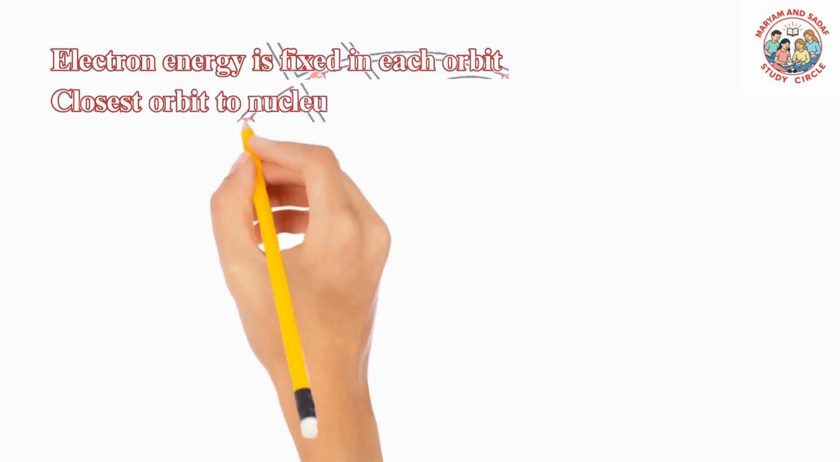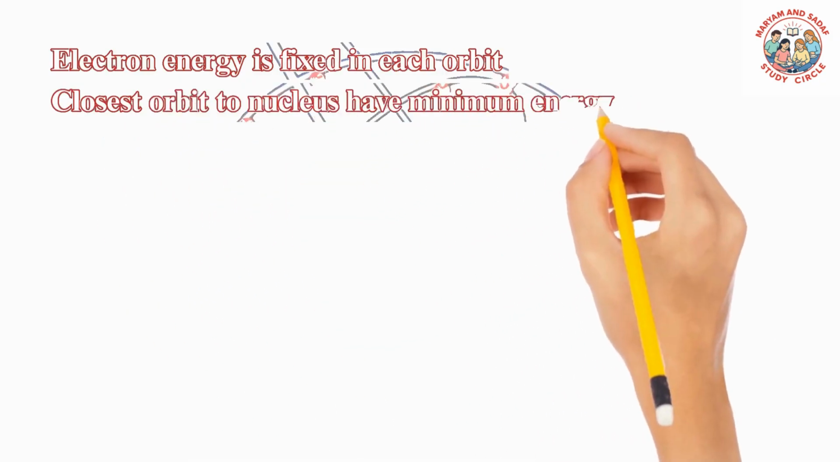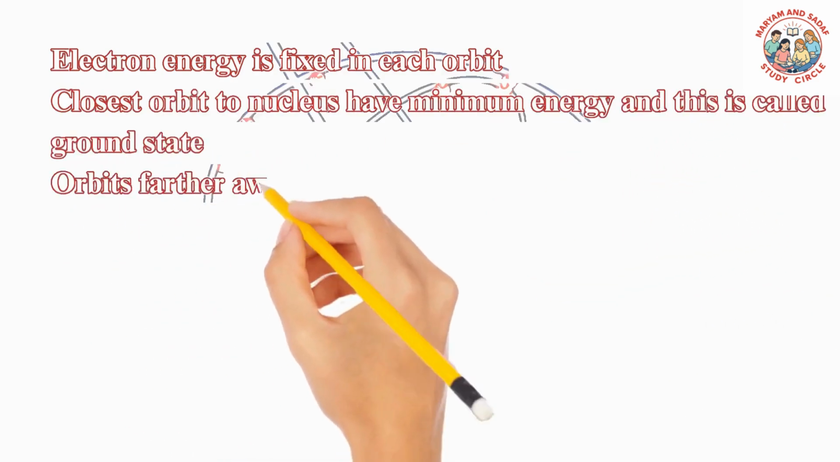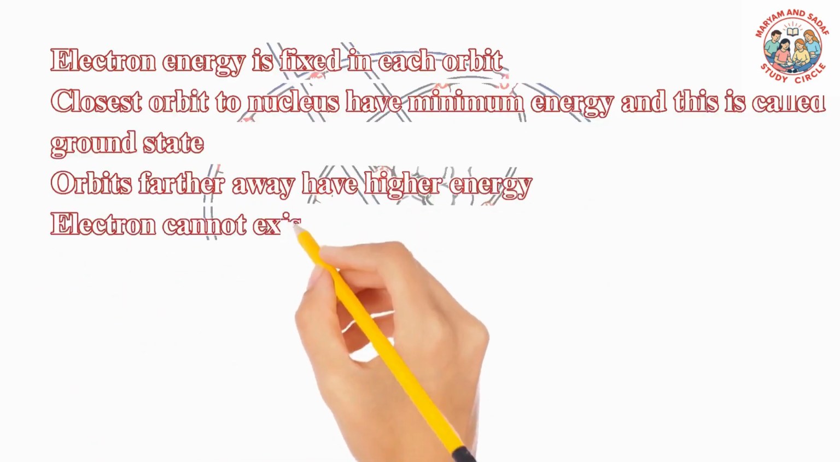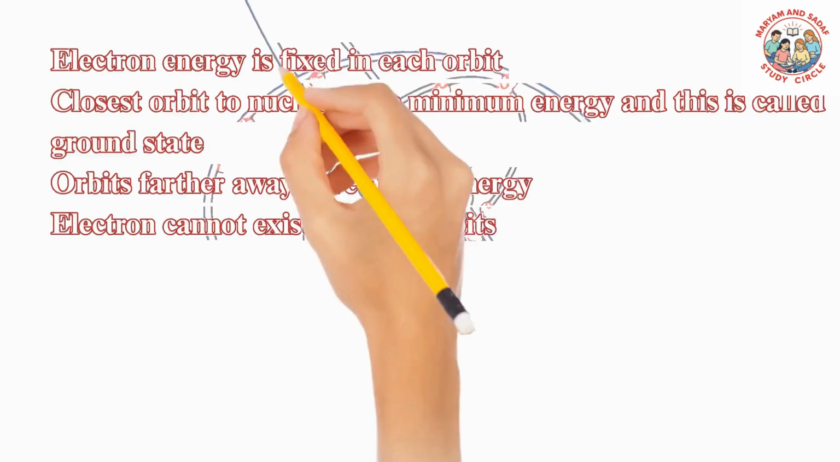The closest orbit to the nucleus has minimum energy, and this is called the ground state. Orbits farther away have higher energy. An electron cannot exist between orbits.